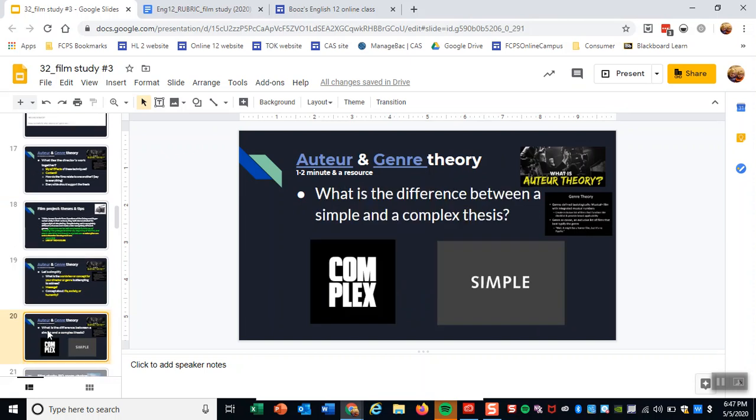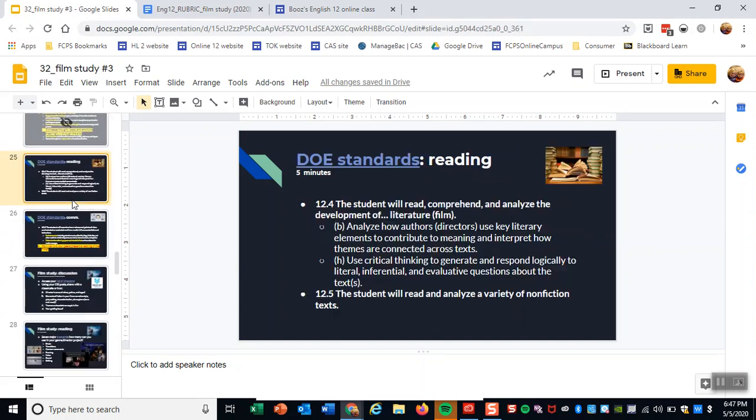So maybe you remember the difference between a simple and a complex thesis. A simple, not arguable. A complex, more arguable. Somebody could say that it's not just the redemption arc, but the character development arc, and the character development arc for James Gunn actually has a lot to do with secondary characters. And so you want to move in a direction where your thesis is arguable.